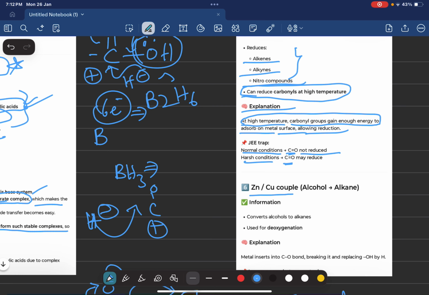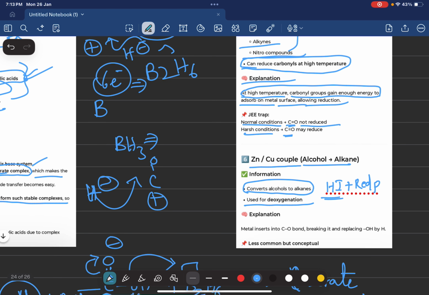Zinc and copper convert alcohols to alkanes, used for deoxygenation. So what is another reagent used for deoxygenation? Red phosphorus and HI. Same way, zinc and copper couple. The metal inserts into the C double bond C-O bond, breaking it and replacing OH by hydrogen. It's less common, but it is conceptual.